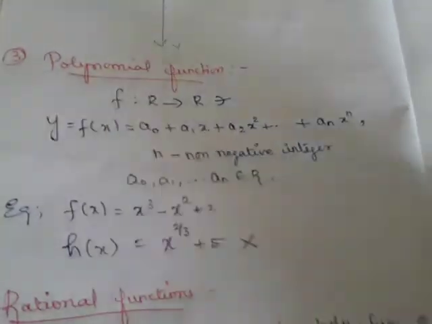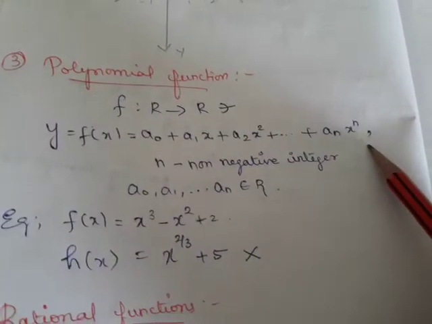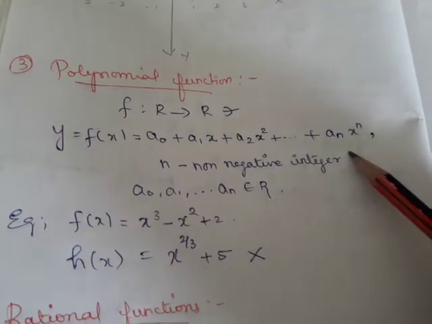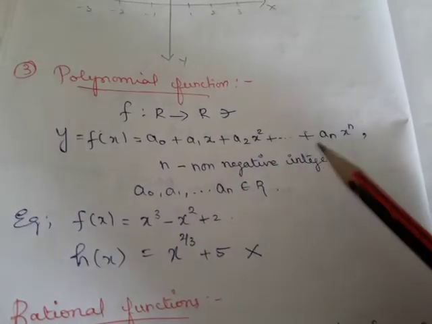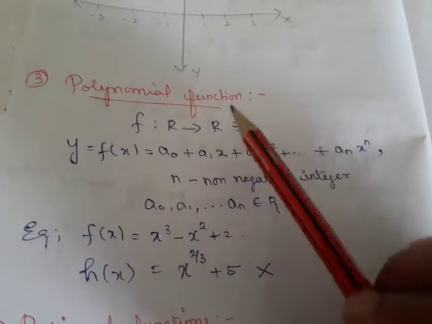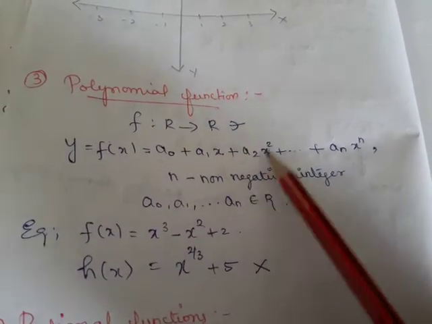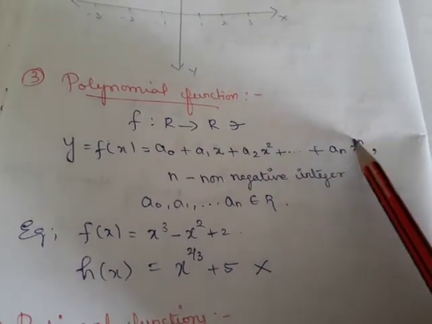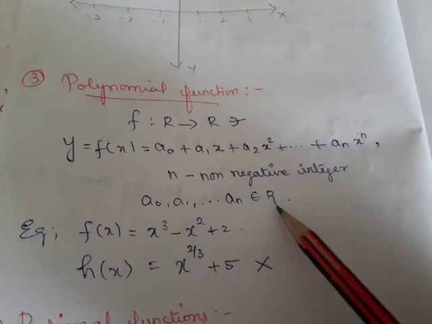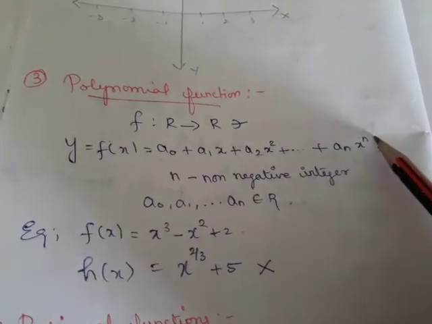Next is a polynomial function. What is meant by a polynomial function? The function is defined as a polynomial. On looking at this general description, don't get scared. It is just a general notation. If you see the example, it will be easier. A function f from R to R such that y equals f of x, which is equal to a naught plus a1x plus a2x square plus etc., a n x power n, where these a naught, a1, a2 are constants, coefficients, and n should be a non-negative integer.